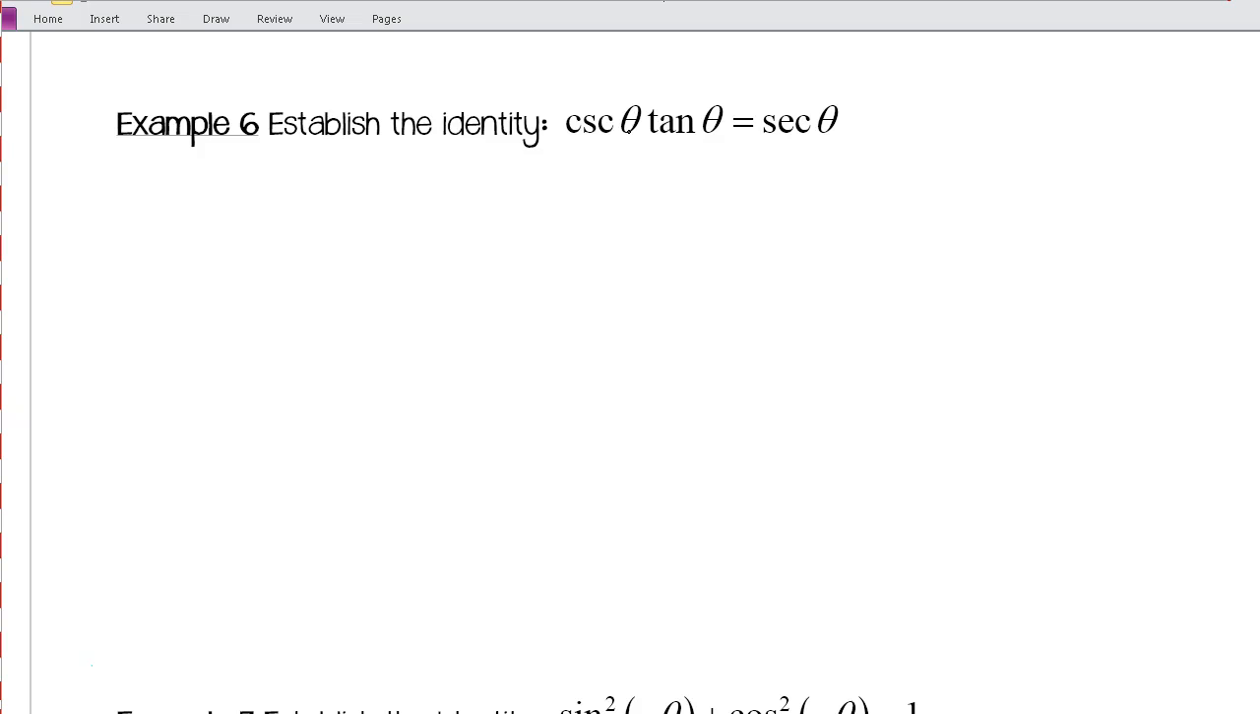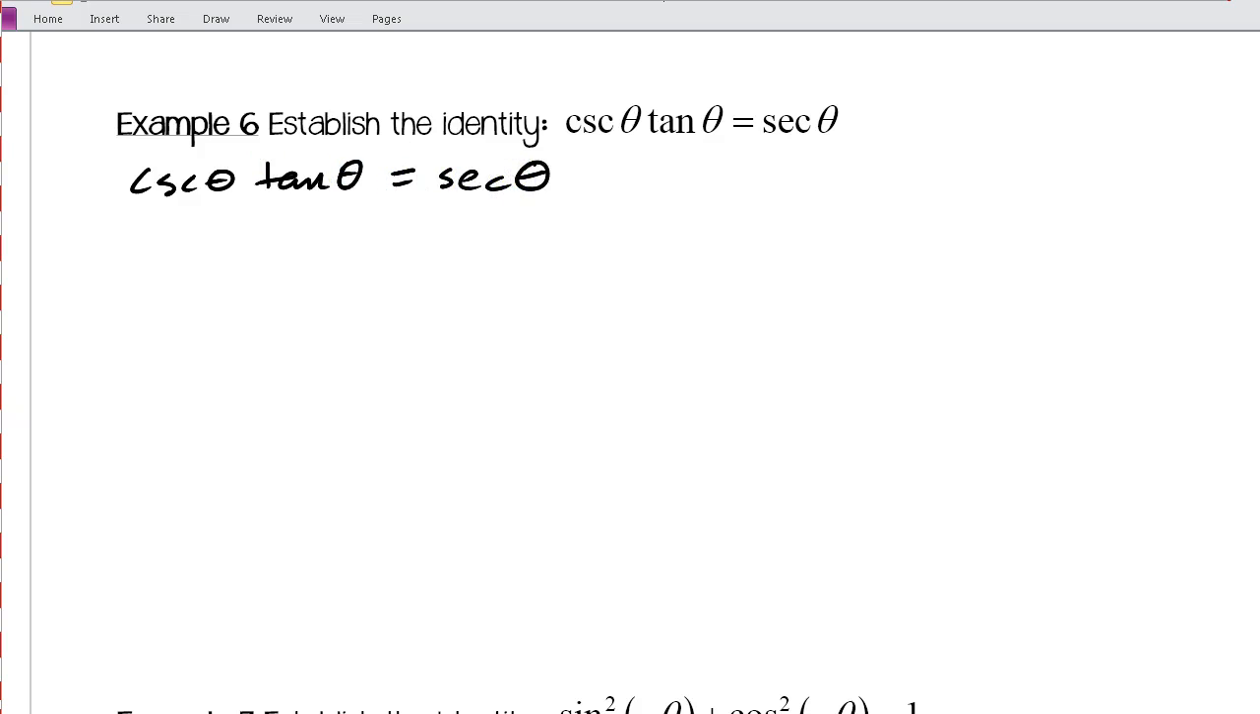Most of the time, almost exclusively, I will pick the more complicated side to work on until I simplify it so that it equals the other side, the simpler side. So let's go ahead and get started. I've got cosecant theta times tangent theta, and I want to show that that's equal to secant theta.